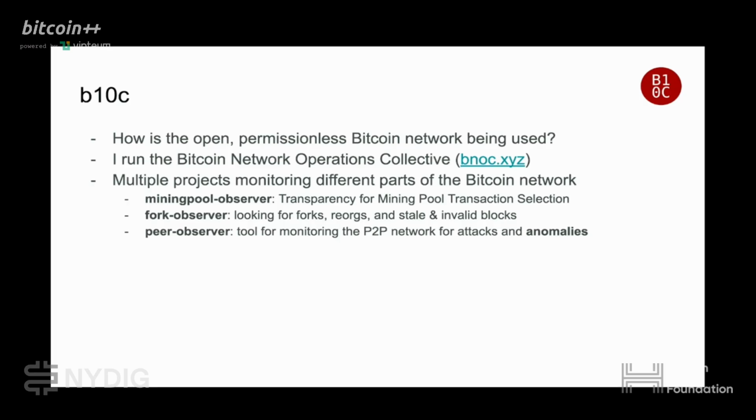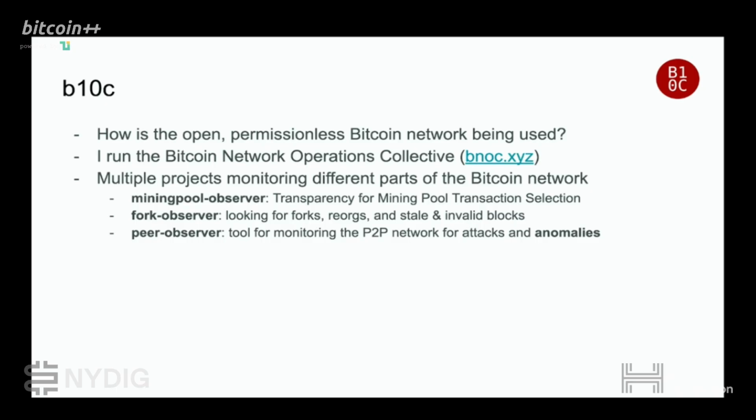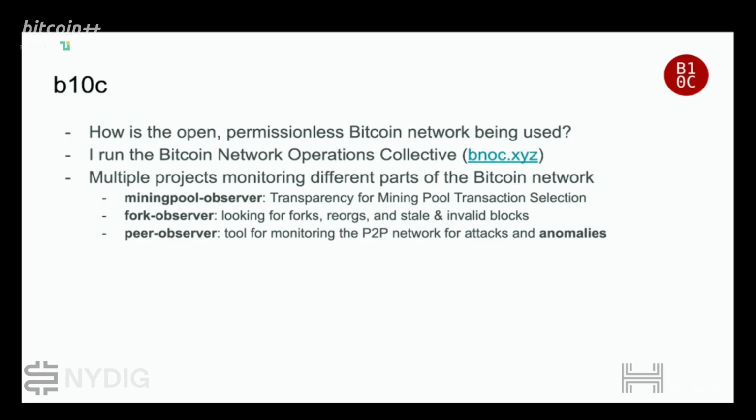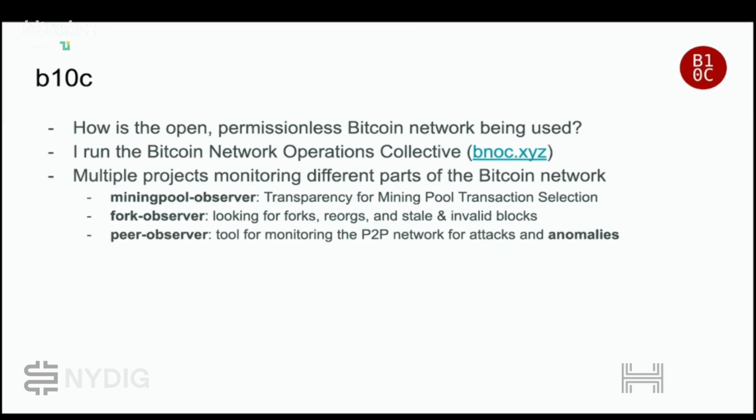Really briefly, I'm Timo, or B10C. I'm really interested in how the open and permissionless Bitcoin network is being used or abused by actors. I run a Bitcoin network operations collective called BNOC. More on that later.